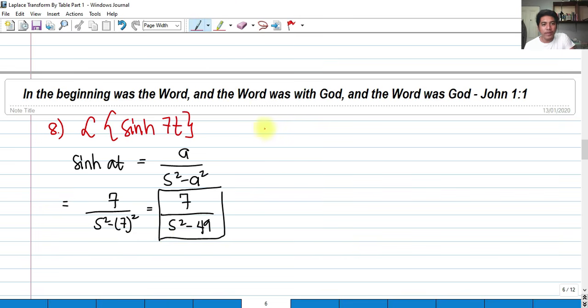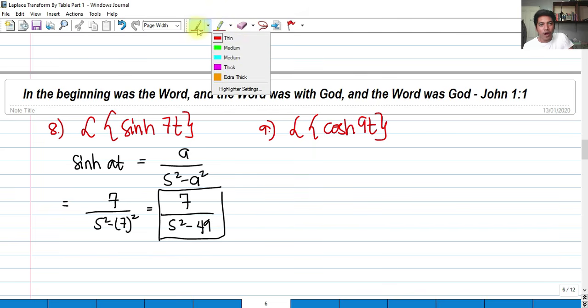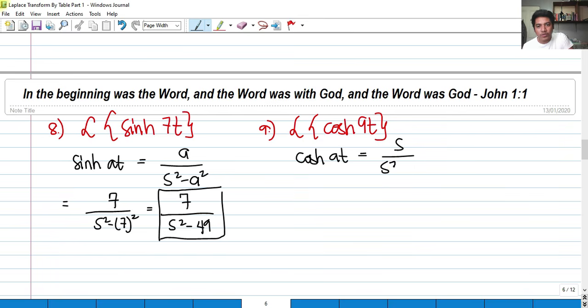And another basic problem, number 9. You have to find the Laplace transform of hyperbolic cosine 9t. Again, hyperbolic cosine at is equal to s over s squared minus a squared. So if we evaluate this, that would be s over s squared minus 9 squared, and that is definitely s over s squared minus 81.